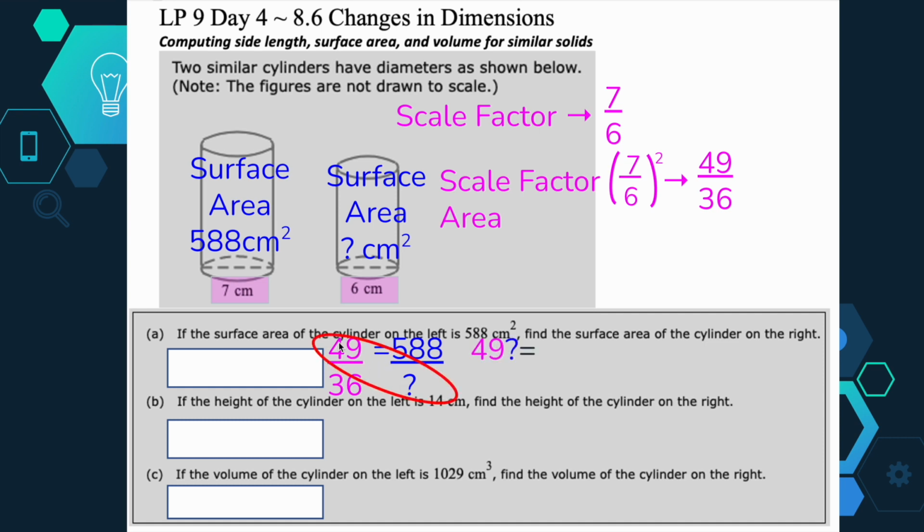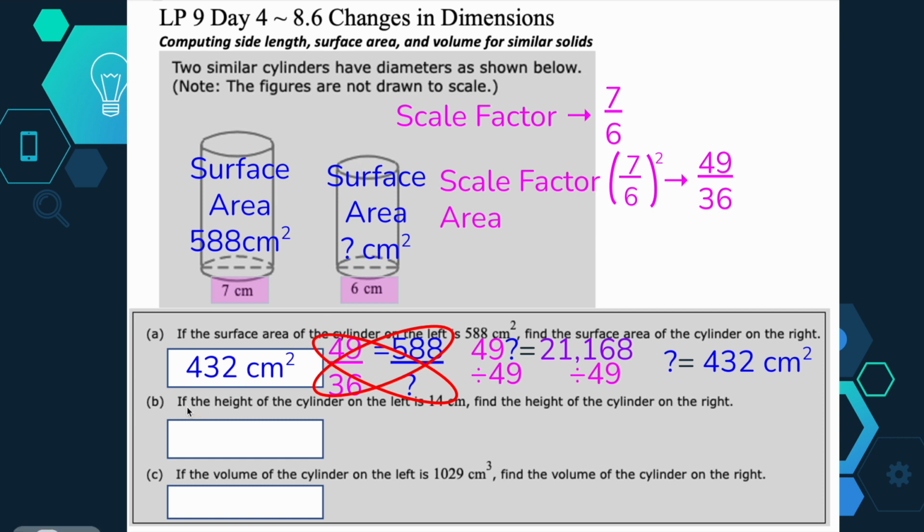49 times question mark. Well, that's just 49 question mark, or I'm just squishing them together just like I would with a variable. And then 36 times 588, and I get 21,168. So definitely a big old number already. And now I'm going to divide by 49 on both sides. So 49 divided by 49 is 1, and I'm going to divide 21,168 by 49, and I get a nice even number there, 432 centimeters squared. So that's my surface area for this cylinder on the right, the smaller cylinder.